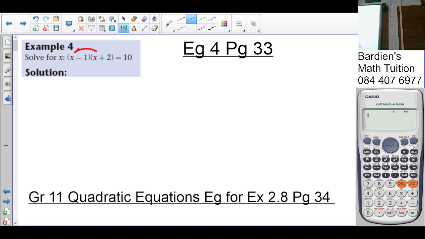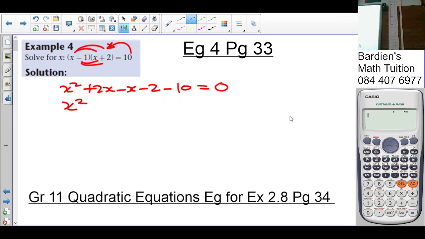So x times x is x squared. What's x times 2? 2x. Negative 1 times x, negative x. So I can say plus 2x minus x, or I would have just replaced it with x. Negative 1 times 2 is negative 2. Minus 10 equals 0. Why did I bring it over? Because I want to get it in standard form. So that's going to give us x squared, plus x, minus 12 is equal to 0.